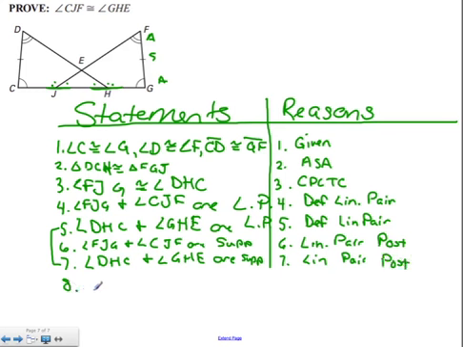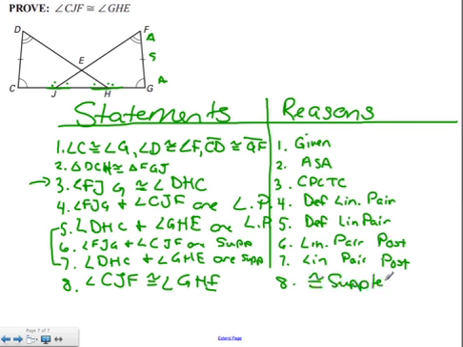Now I'm getting some real math here. Since they're both supplements of, up here, congruent angles, since they're supplements of congruent angles, I can then say that angle CJF is congruent to angle GHE. And why is that? That's by the congruent supplements theorem.